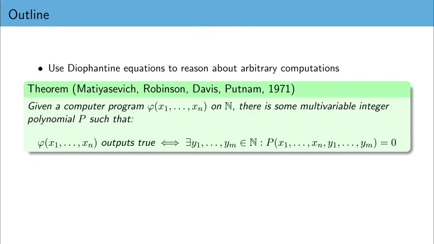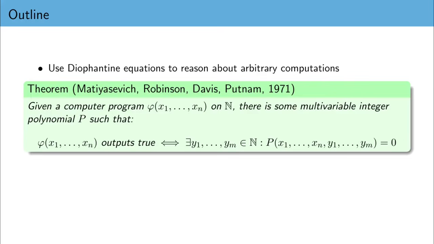Right, recall the MRDP theorem that given any computer program that takes in a tuple of natural numbers and outputs a Boolean, or maybe fails to halt, there's a Diophantine equation, a multivariable integer polynomial p, such that our program outputs true on some x's if and only if there are some assignments of some intermediate variables y, making p of our x's and y's equal to 0.